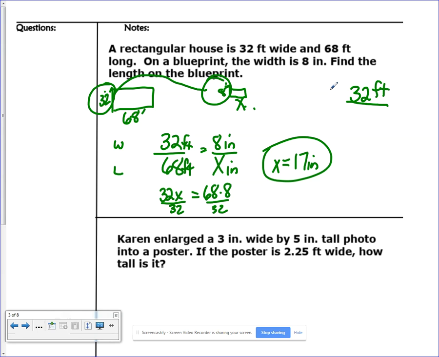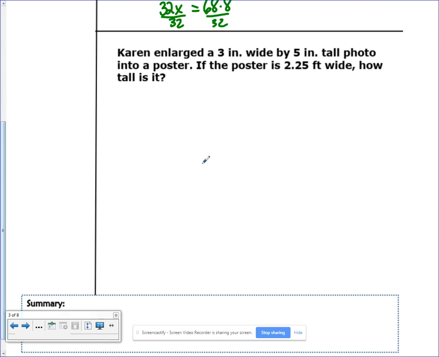32 feet, this width, match that up with this width, 8 inches. That has to equal the ratio of the length to the length, which would be 68 feet to x. Okay, and this is in inches, feet to inches, feet to inches. This will also work because you get 32 times x, 8 times 68, yep, you'll get the same answer. So many ways to set it up. Yes, just match up the corresponding parts.